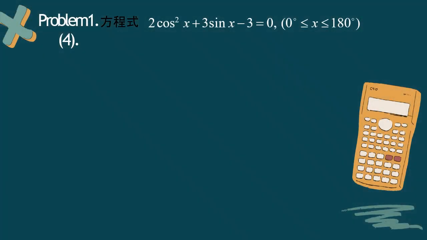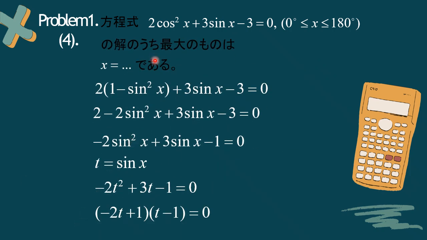Question number 4. We are asked to solve the equation 2 cosine x to the power of 2 plus 3 sine x minus 3 equals 0. And please note that x is always larger than or equal to 0 degrees and smaller than or equal to 180 degrees. So that is the condition. Okay, so we are asked to find the values of x which satisfy this equation.